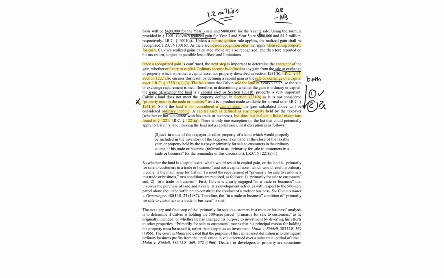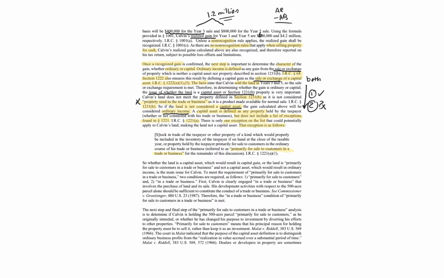So now, there's one exception that might apply in the list. What we're trying to determine is whether it's a capital asset. We are a capital asset if we don't meet any exceptions, but there's one exception that could apply, and that exception is as follows. Stock in trade of the taxpayer or other property of a kind which would properly be included in the inventory of the taxpayer if on hand at the close of the taxable year, or property held by the taxpayer primarily for sale to customers in the ordinary course of his trade or business, which I'm going to refer to for the rest of this video, and the rest of the memo, as primarily for sale to customers in a trade or business.